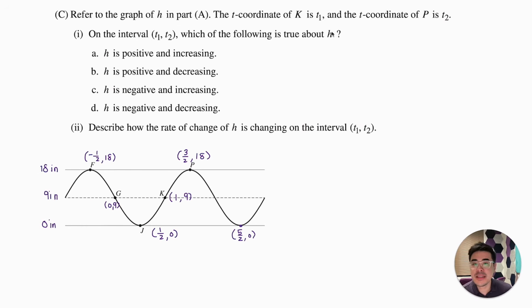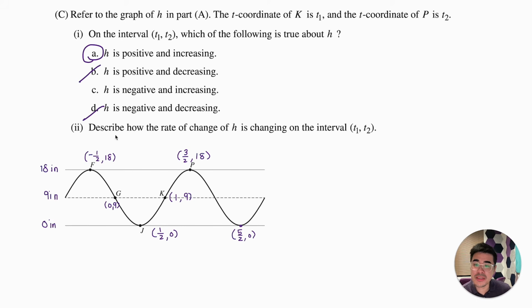Part C tells us that the t-coordinate of K is T1, so this is T1 here, and then P is T2, and then they want us to figure out which one is true. So from K to P, it is increasing, so it would be either A or C, and then the function is positive, right, because all our values here are above 0, so then H would be positive and increasing.